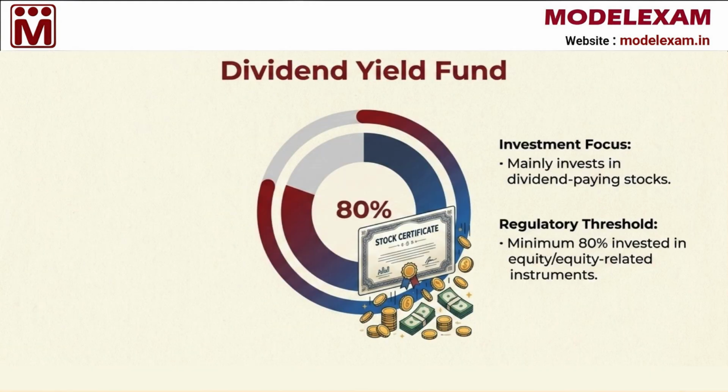Shifting our focus from company size to how they reward their shareholders, we come to the Dividend Yield Fund. This scheme mainly looks for stocks that pay out regular dividends to their investors. To follow the rules, at least 80% of the fund's total assets must be invested in equity or equity-related instruments.